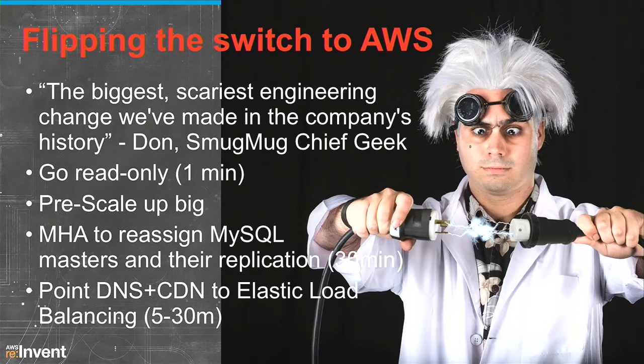We used a tool called MHA to reassign our MySQL masters and all of their replication clusters, and that was about a 30-minute process. And finally, to make the switch happen, we pointed our DNS and our CDN providers over to the ELBs.